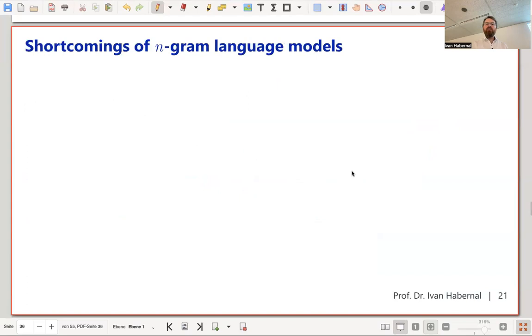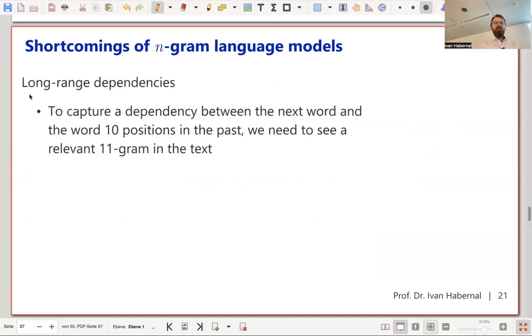So this is evaluating the model. The shortcomings, we already talked about them. These are the long-range dependencies, absolutely. To capture dependency between the next word and the word 10 positions in the past, we need to see a relevant 11-gram in the text.